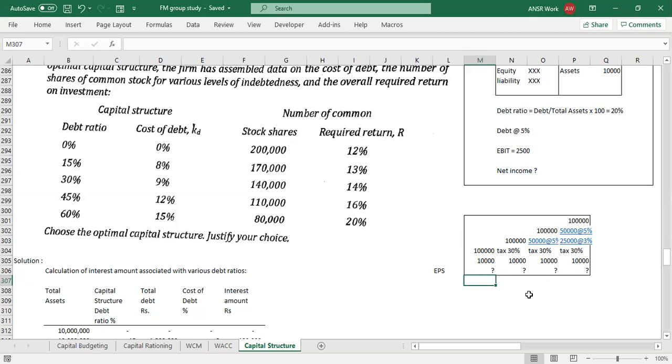Dheeraj, can you please repeat it? Yeah. So your earnings before interest and tax is 1 lakh. Debt is 50,000 at the rate of 5%. Tax is 30%. And your number of shares is 10,000. This is the one.